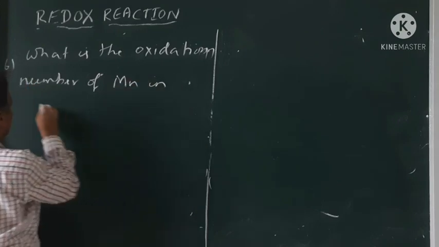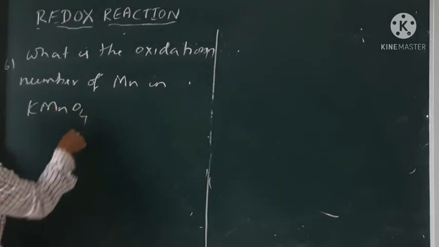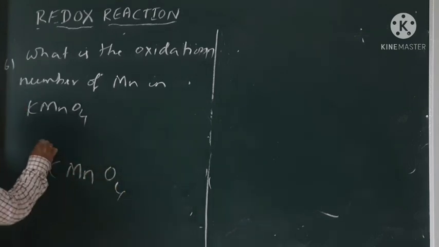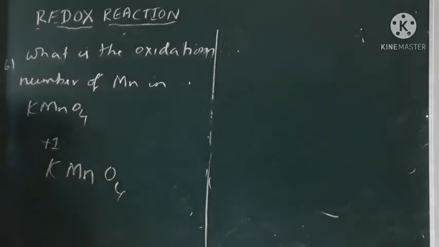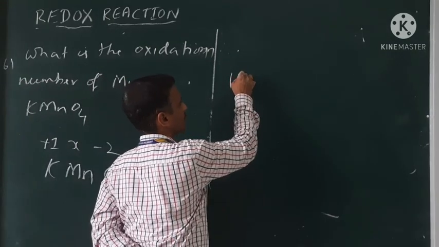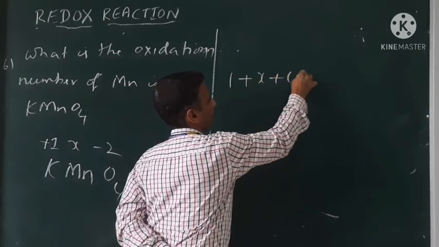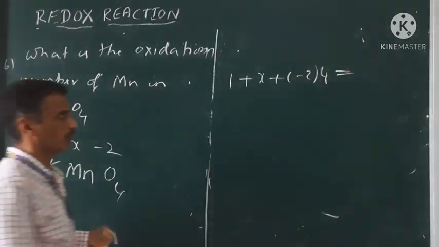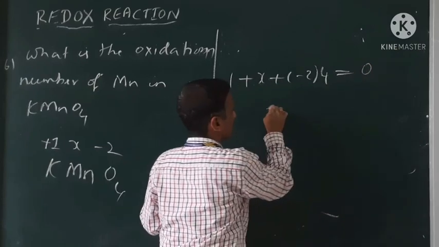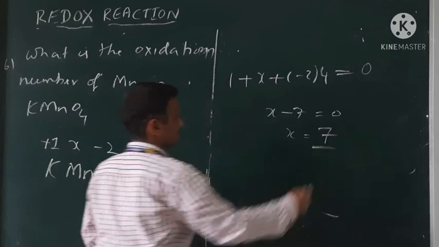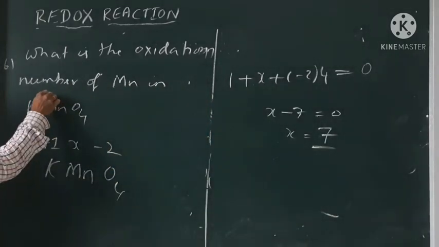Mn in KMnO4. Potassium is an alkali metal, so it is plus 1. Mn, I have to calculate X. Oxygen is minus 2. So 1 plus X plus minus 2 into 4 is equal to 0, since it is a molecule. X minus 7 equals 0. X equals 7. The oxidation state of Mn is plus 7 here.